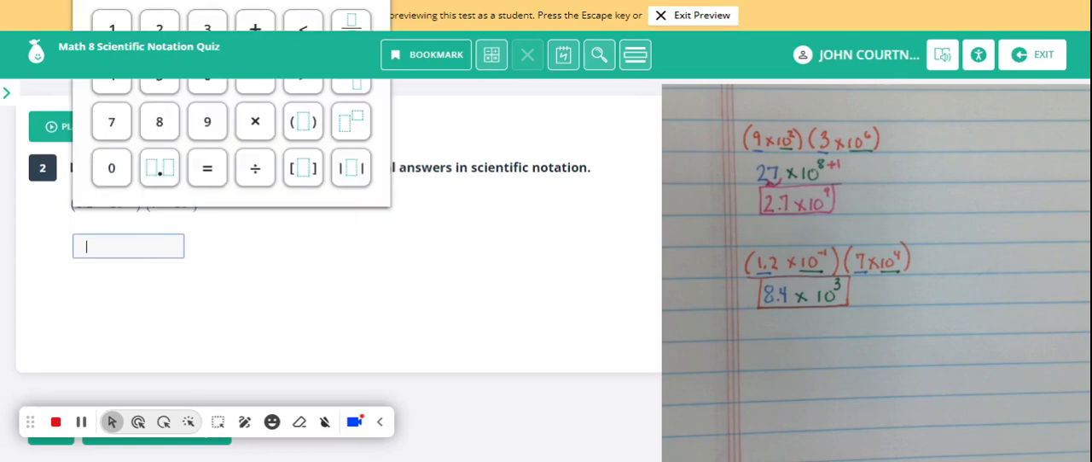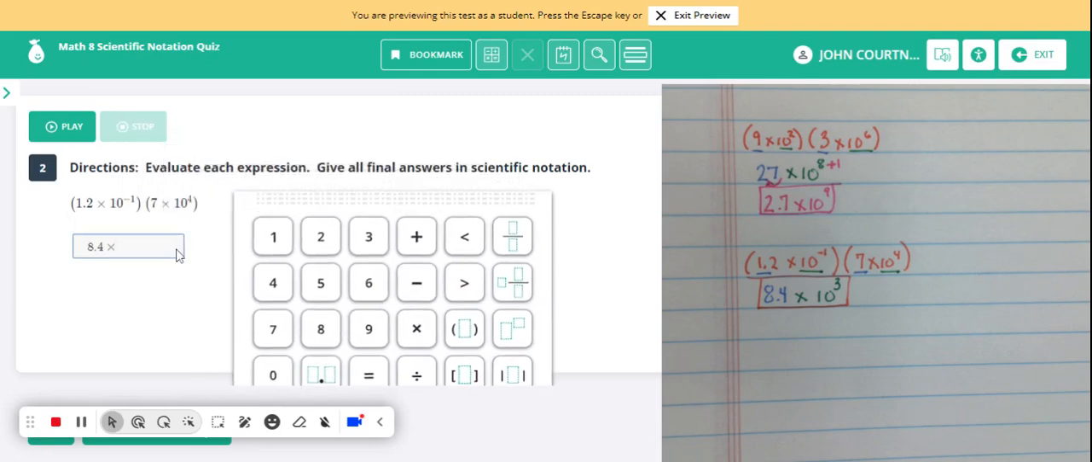Make sure when you input it that you use your 8.4, and we have to use the times button right here, not the X. Had a few people make that mistake, went back and gave them some credit for it even though we told you, but just be careful, make sure you're entering correctly. 8.4 times 10 to the 3rd power. And we'll move on to the next problem.